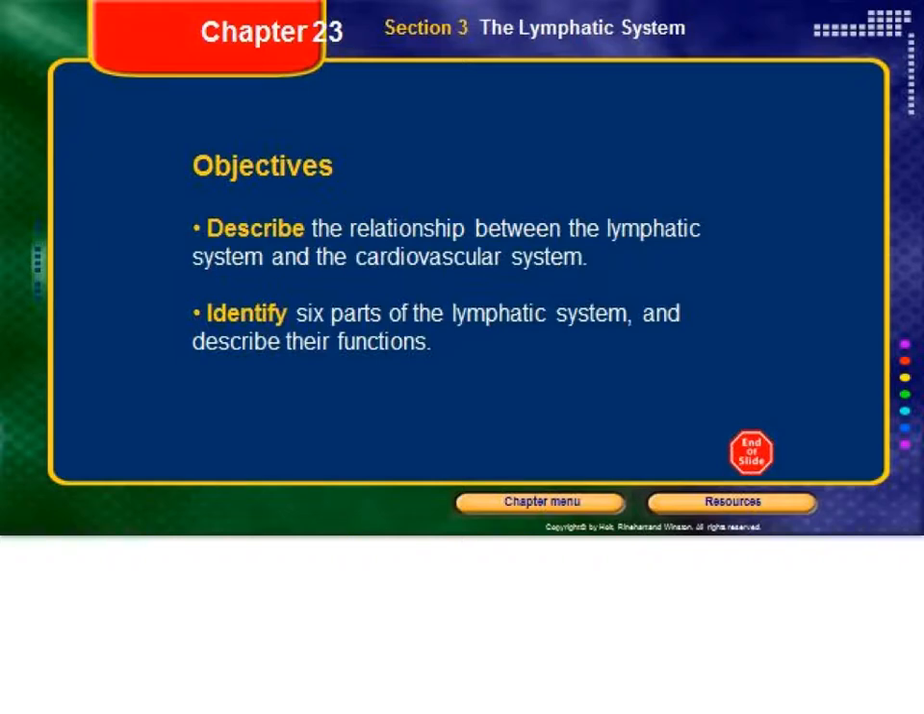All right, our objective today is to describe the relationship between the lymphatic system and the cardiovascular system. So we'll be reviewing what we learned yesterday about the cardiovascular system and about the blood vessels, specifically the capillaries. And then we'll identify 6 parts of the lymphatic system and describe their functions.